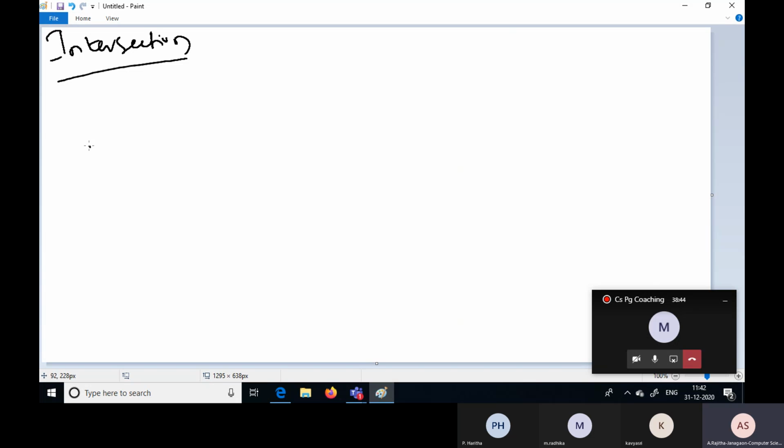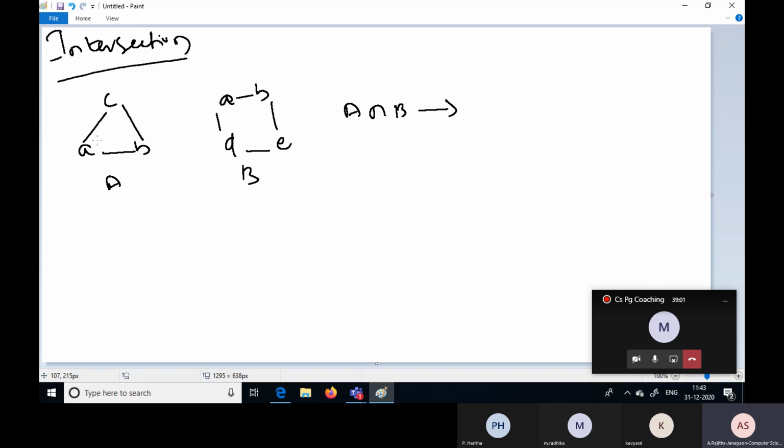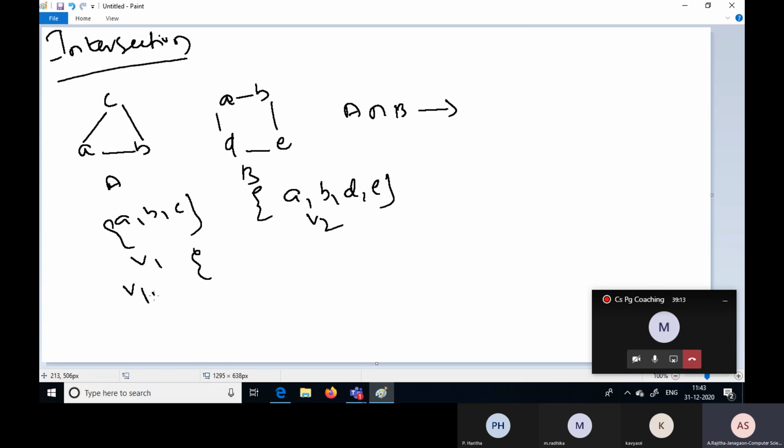For example, suppose here A and B, next here C. So this is some graph, and another graph is like this: A, B and D and E. So this is the other graph. Then what is A intersection B? Here you can observe, in the vertex set A, B, C are there. Here A, B, D, E are there. So the intersection of these two, V1 and V2, is what? The intersection of these two is A and B only. That means the graph G of A intersection B.